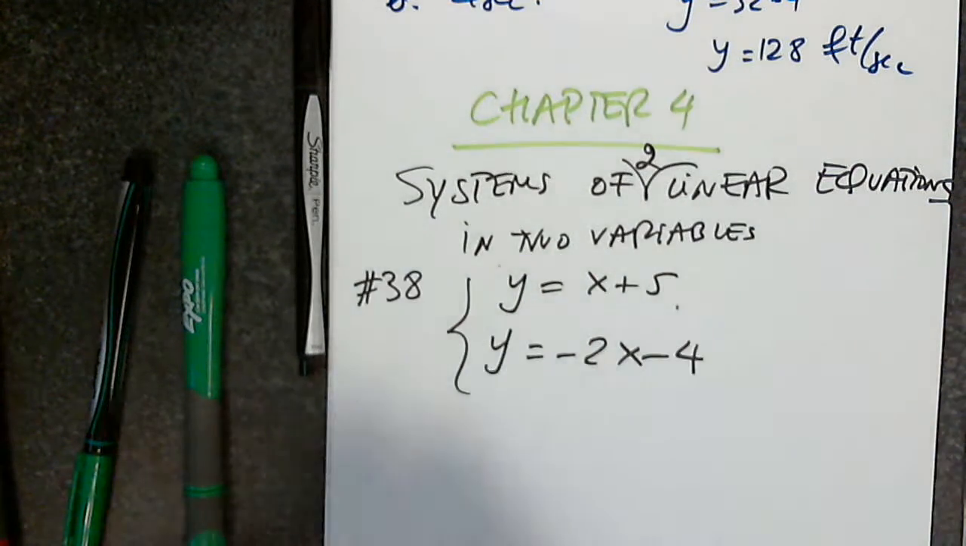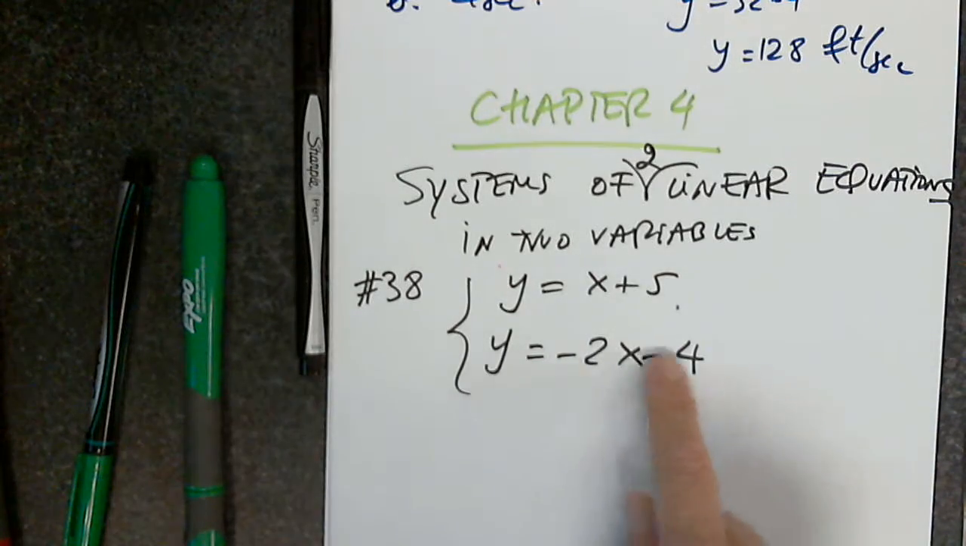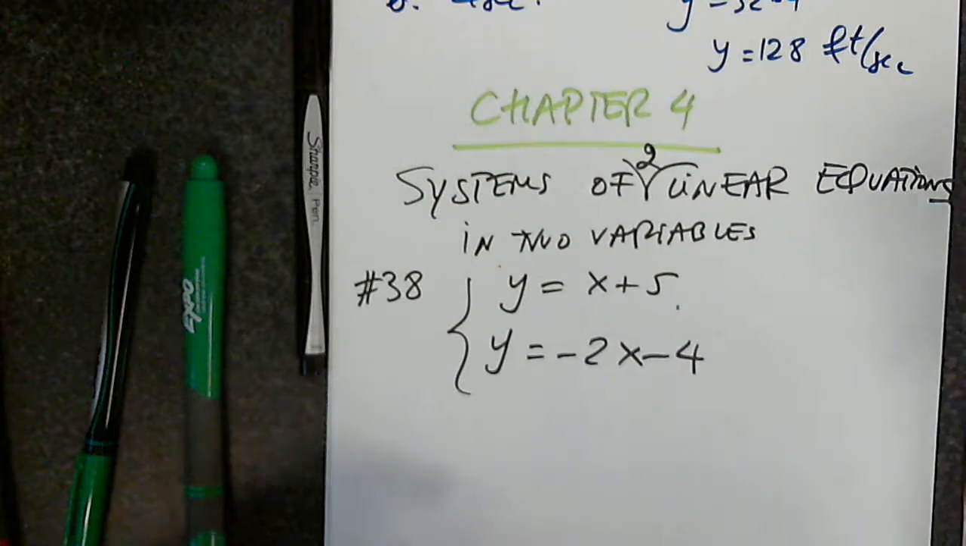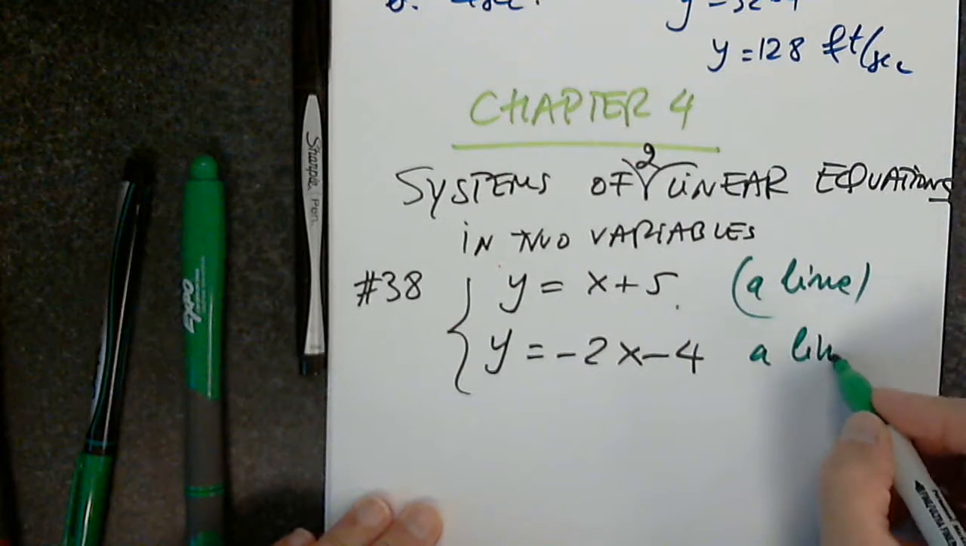What is the graph of a linear equation? Is it a circle? Is it a parabola? No, it's a line. So if you graph this, you will be graphing a line. So this is a line, and this is another line.